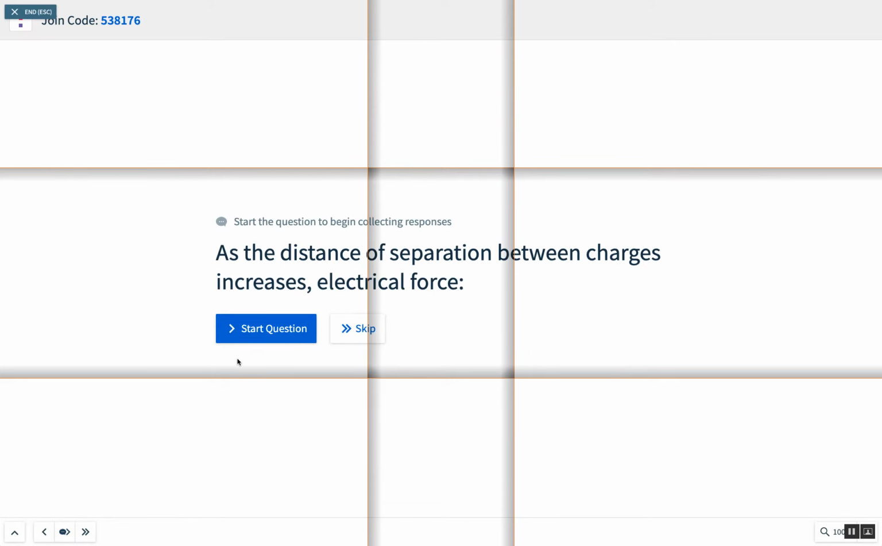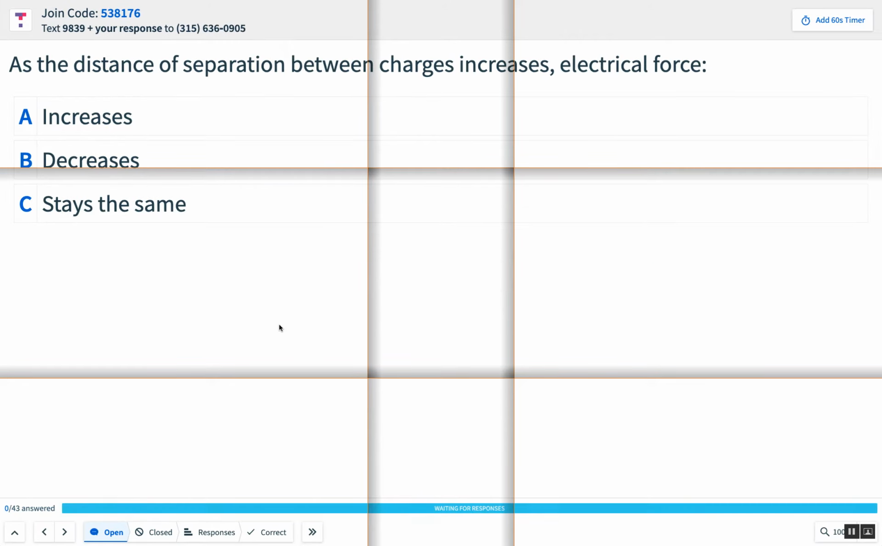The next one is, as the distance of separation between charges increases, electrical force A increases, B decreases, C stays the same. So if you remember last time, this has everything to do with Coulomb's law. And this is just participation, so if you need to talk to your neighbor, that's fine. You want to just verify what you think is the correct answer, just turn to your neighbor. Do you think this is right? As the distance of separation between charges increases, electrical force A increases, B decreases, or C stays the same.